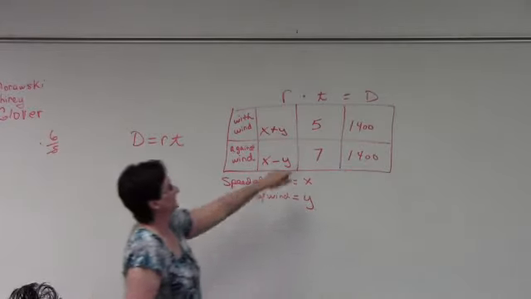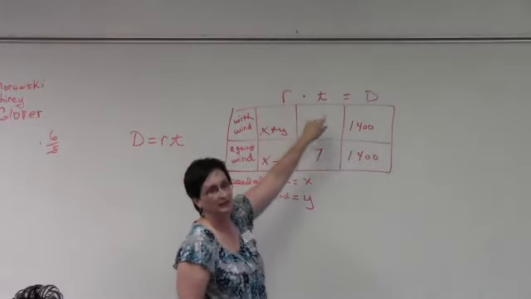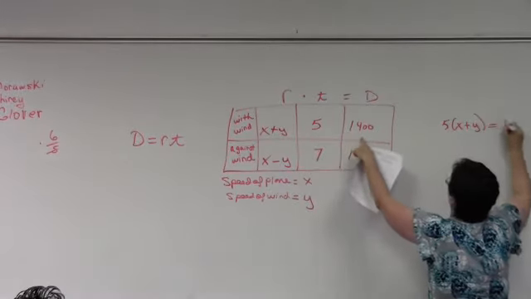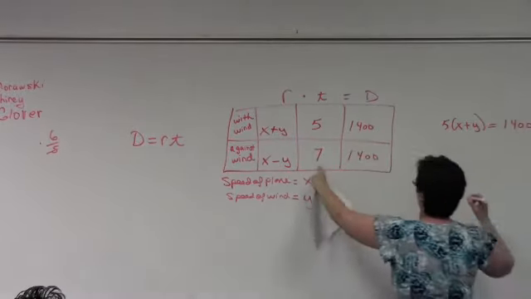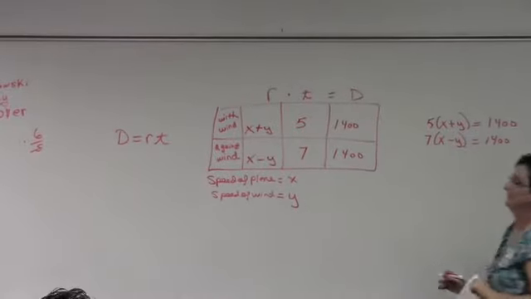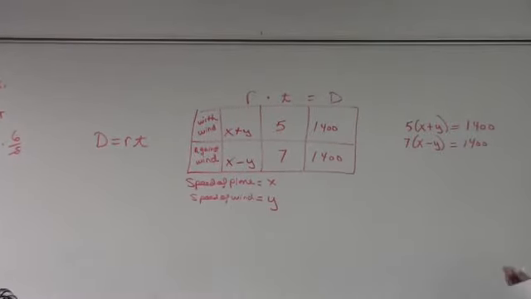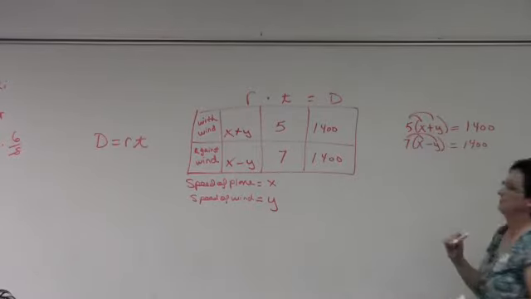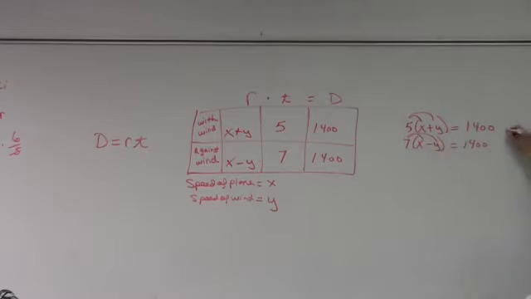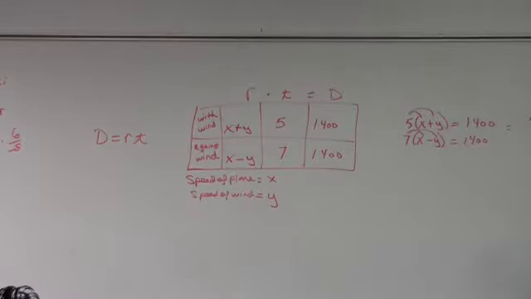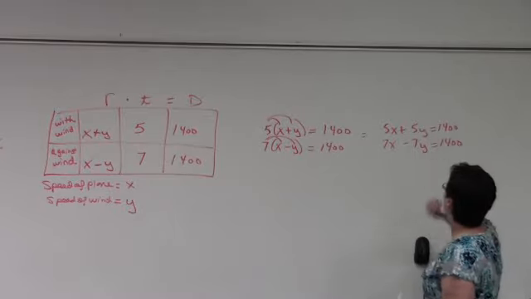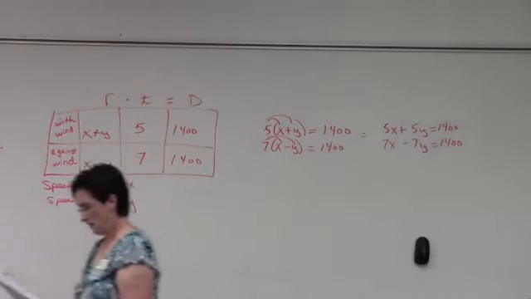All right, what does the formula say? Distance equals rate times time. So on the top we have 5 times X plus Y is 1,400. And on the bottom we have 7 times X minus Y is 1,400, and that is your system. Now, I'm not going to take the time to solve the whole thing, but let's talk about what we're going to do. In order to solve this, we're going to distribute. And then you're going to solve it by which method? The addition method.